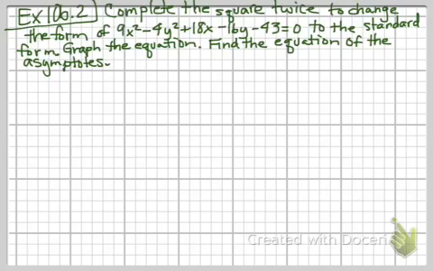This one says complete the square twice to change the form of 9x squared minus 4y squared plus 18x minus 16y minus 43 equals 0 to the standard form. Graph the equation, find the equation of the asymptotes. So kind of a lot of stuff that it's asking us to do here.